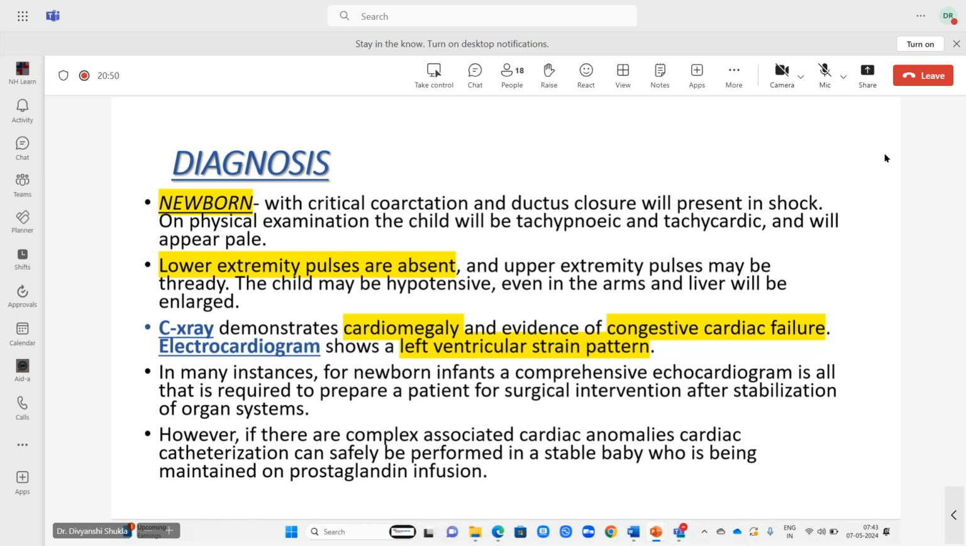Chest X-ray will demonstrate cardiomegaly and evidence of congestive cardiac failure. ECG will show a left ventricular strain pattern. In many instances, for a newborn infant, a comprehensive echocardiogram is all that is required to prepare a patient for surgical intervention after stabilization of organ systems. However, if there are complex associated cardiac anomalies, cardiac cath can safely be performed in a stable baby who is being maintained on prostaglandin infusion.